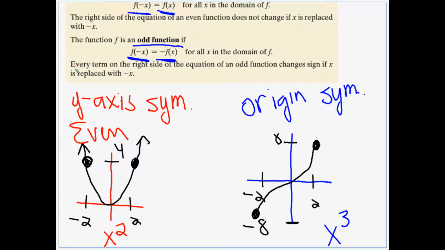All right. So it says here every term on the right side of the equation of an odd function, and so on. Okay, there we go. So there's, in a nutshell, the difference between even and odd functions. Even functions are symmetric to the y-axis. Odd functions both start with the letter O: odd function, and origin symmetric.